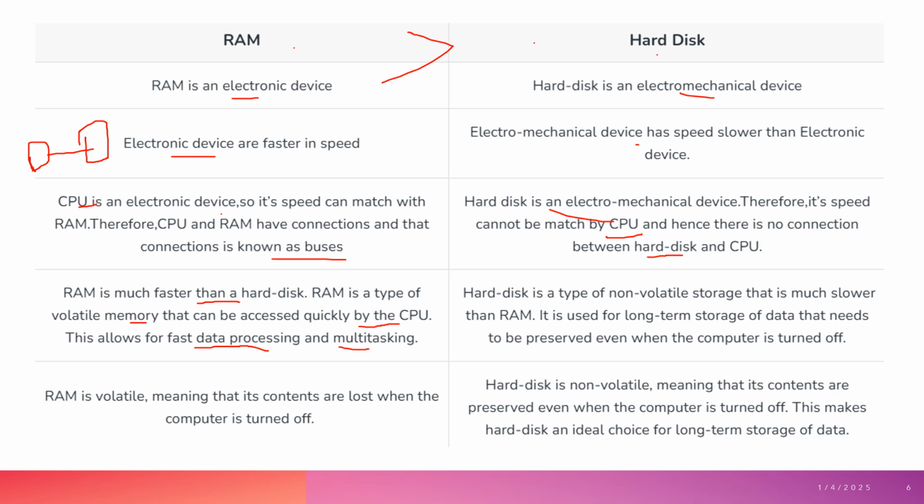At the same time, hard disk is a non-volatile or permanent storage which is slower than our random access memory. It is used for long-term storage, wherever we need to preserve the data, even when you turn off your systems, this data is still preserved. However, this data is not preserved in RAM when your system is turned off. It is a very important difference. And the same is mentioned here in the last point as well.